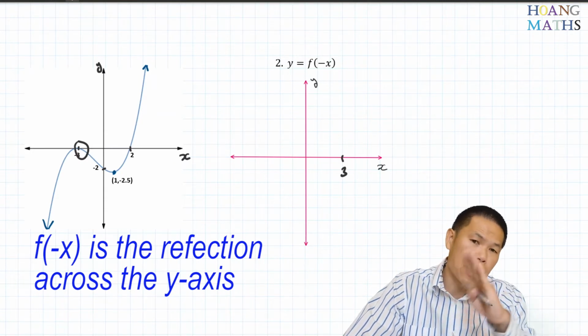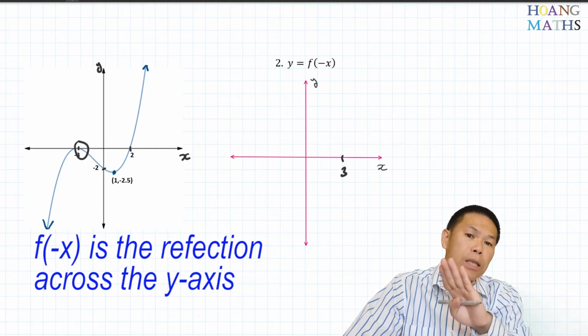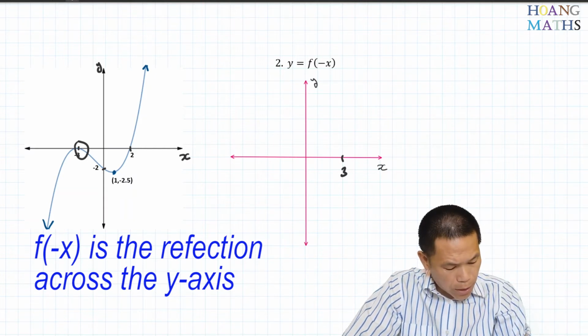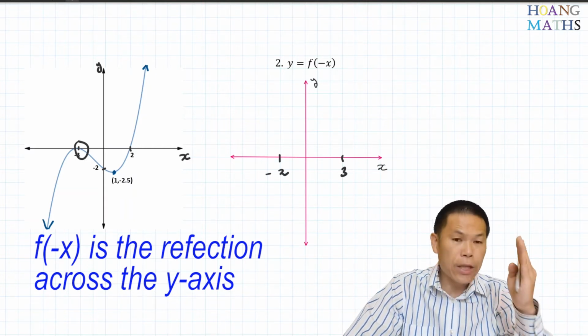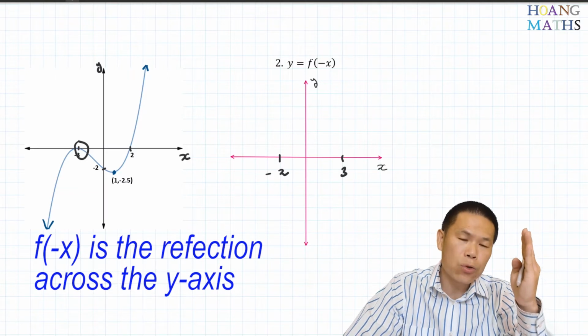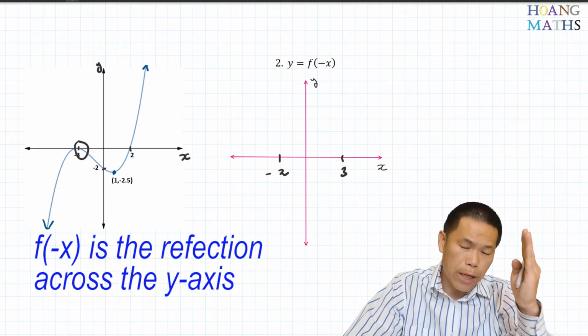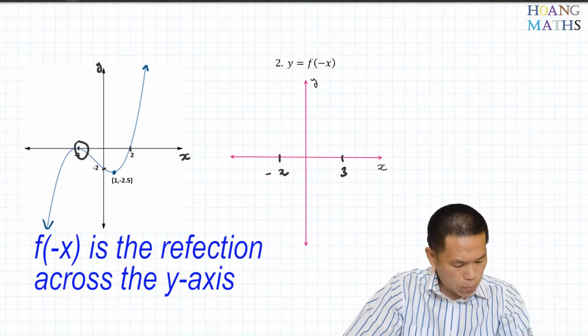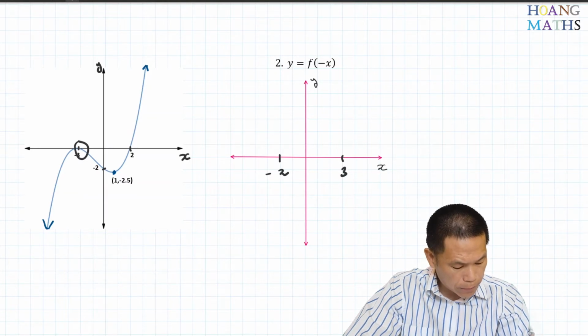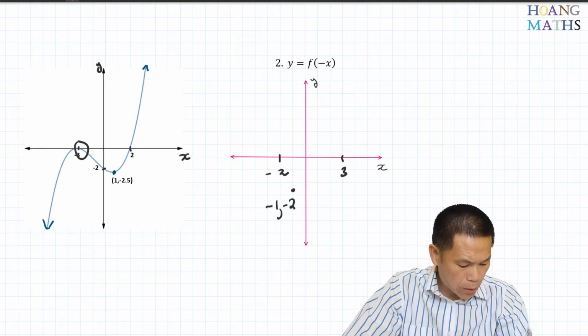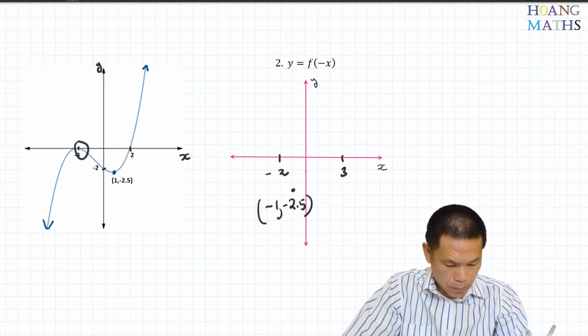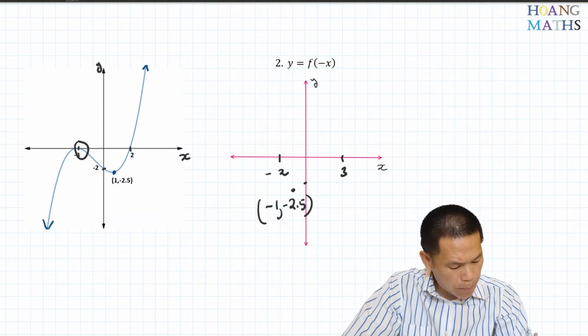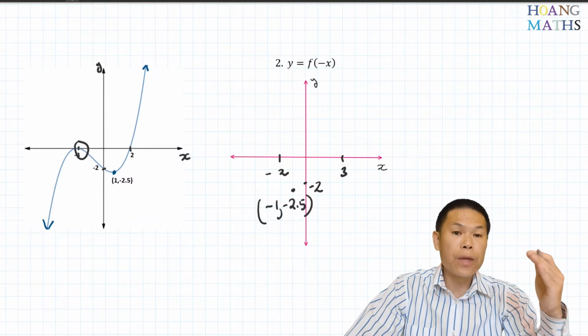Because negative x becomes positive and positive becomes negative. So 2 becomes negative 2 here. And the turning point, 1, negative 2.5, becomes negative 1 and negative 2.5, roughly here. Negative 1, negative 2.5. And the y-intercept is here. It stays the same, which is negative 2, which is right here. There you go.